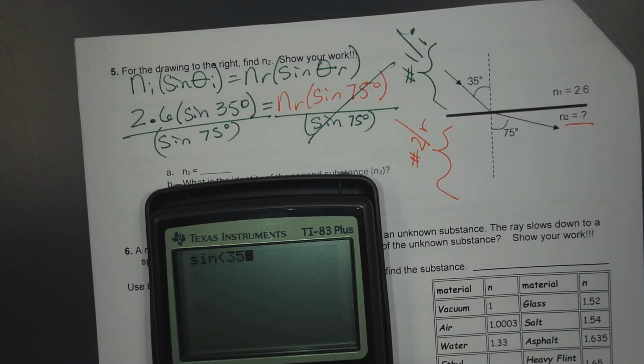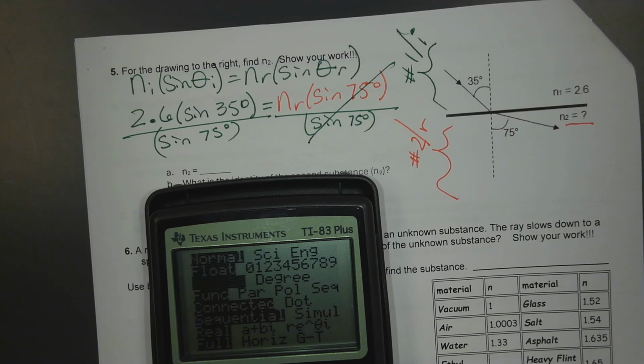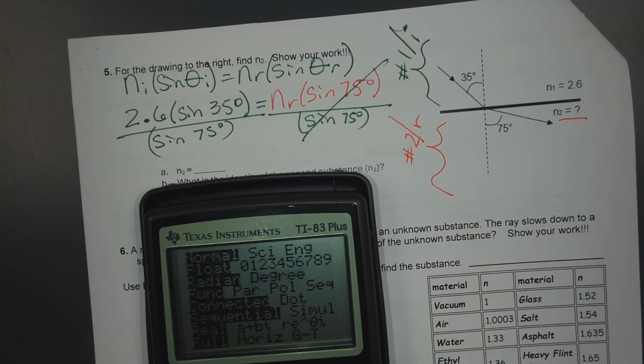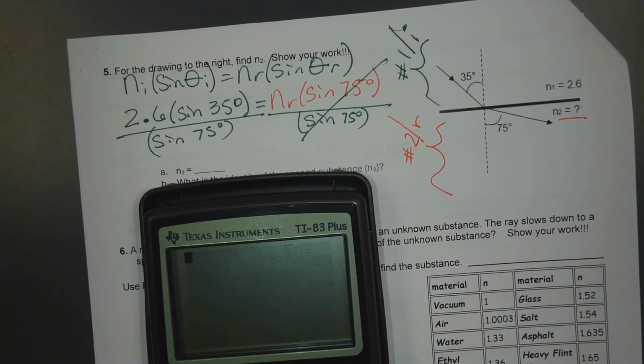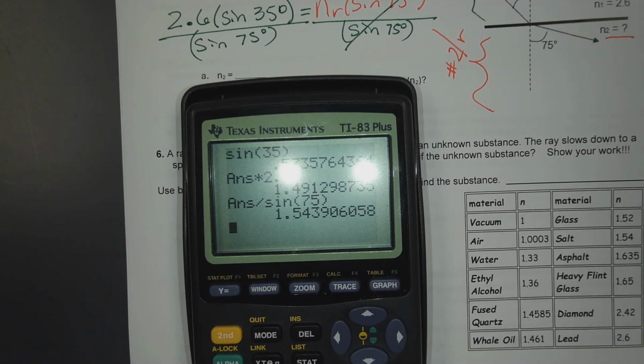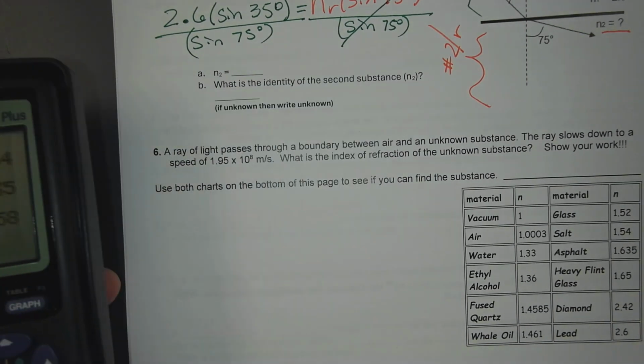The sine of 35, multiply it by 2.6. Nope. I'm still in the wrong mode, aren't I? Yep. Oops. Why am I going enter? Now clear it. The sine of 35 equals, multiply that by 2.6, divide it by the sine of 75. There you go, 1.54.